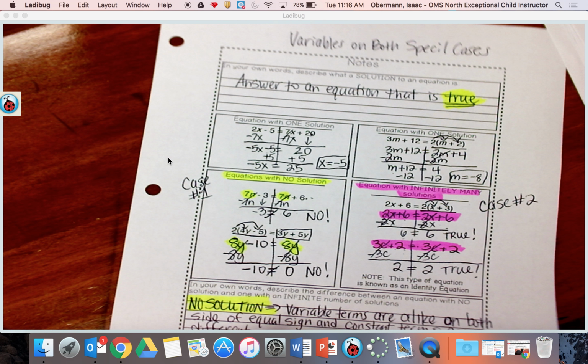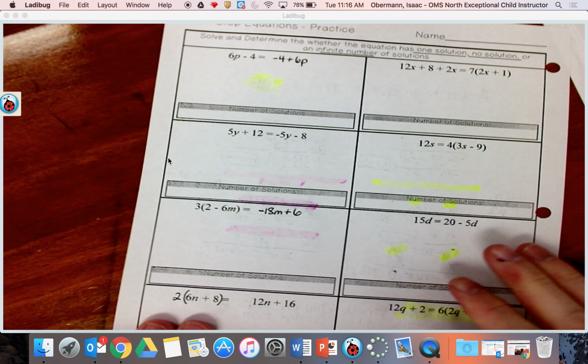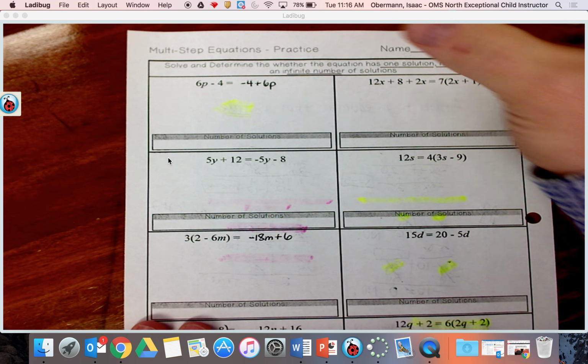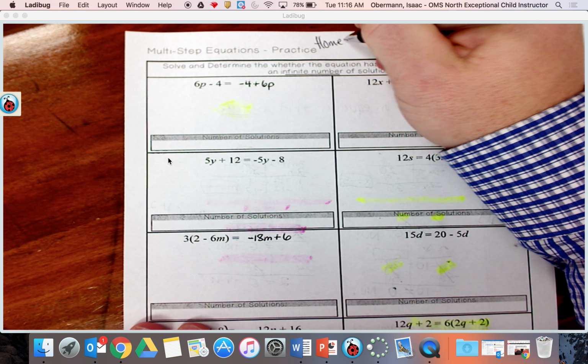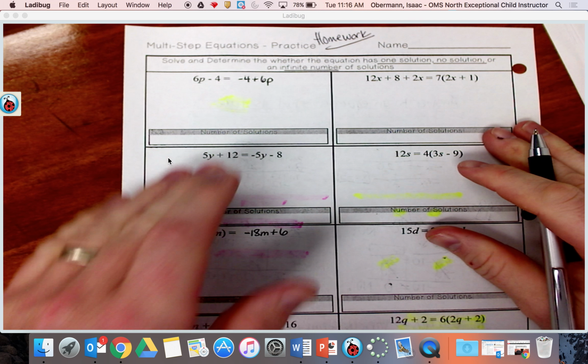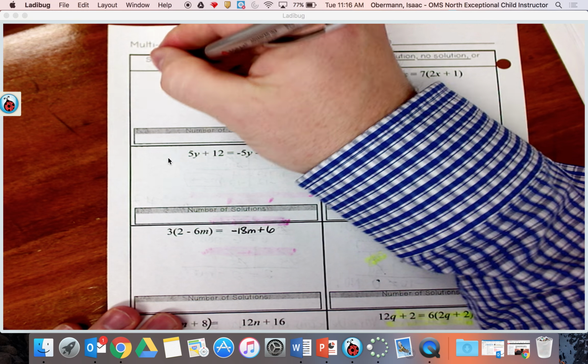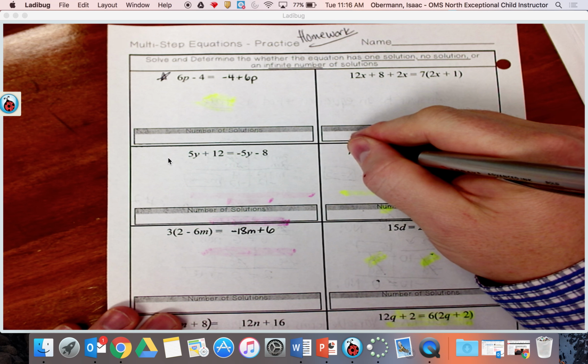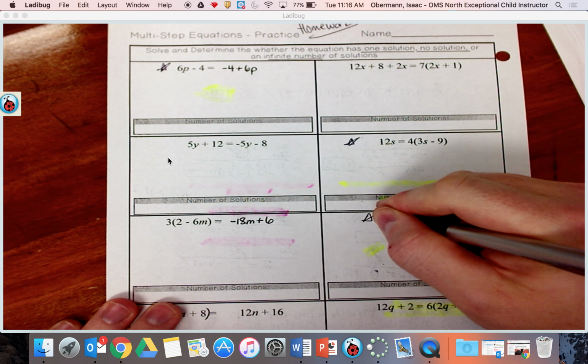So to practice these, and for your homework, you will have the back. And this is your homework here. And you will have to do these problems by stating them. So let's look. I'm going to show you 3 examples. I'm going to show you this one. I'm going to show you that one. And I'm going to show you this one.